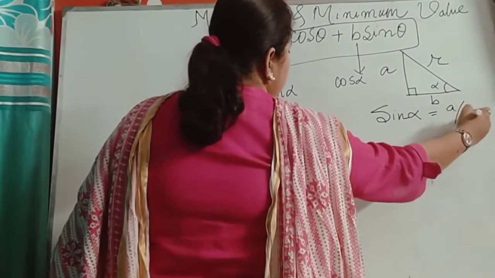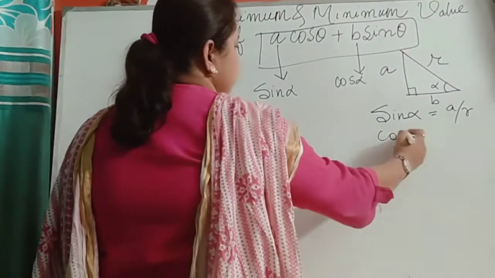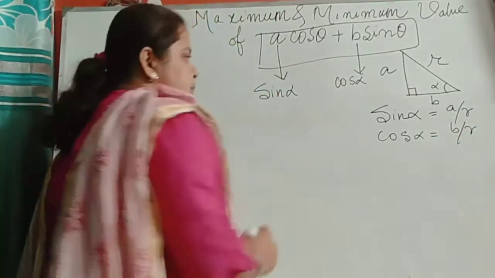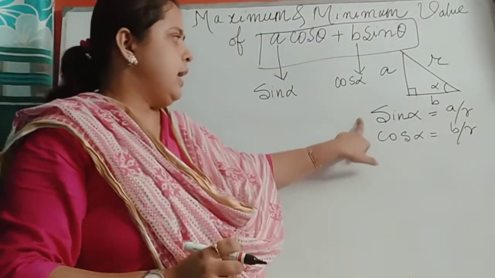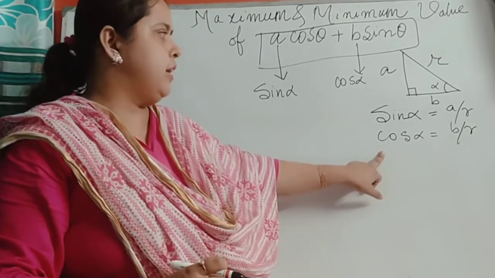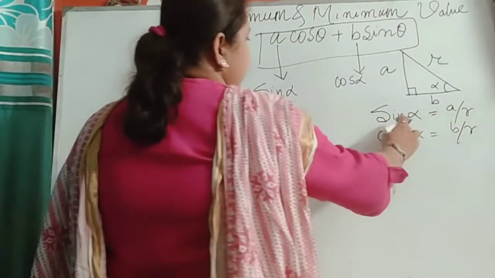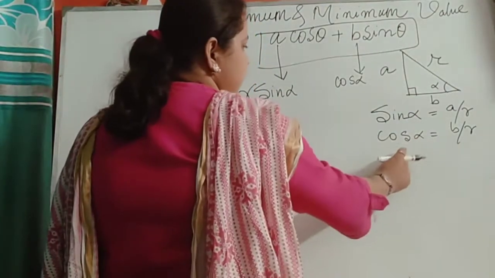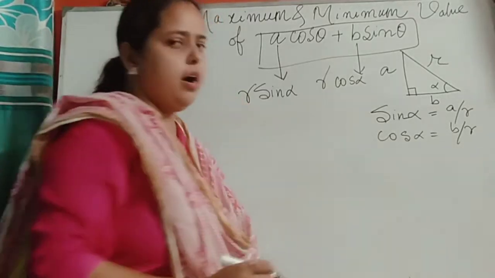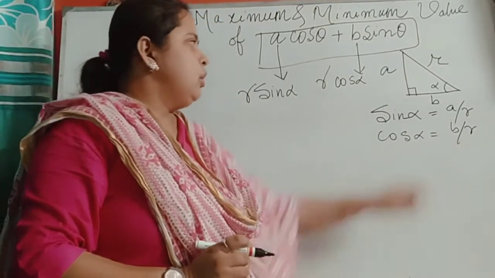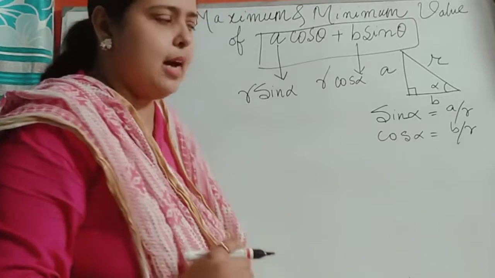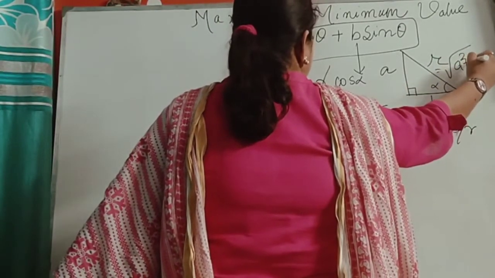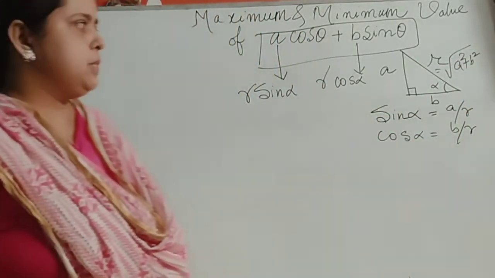Okay, so we all know perpendicular by hypotenuse and the base by hypotenuse. So see children, sine alpha and cos alpha is now defined in front of you. So I'm going to write down this A as r sine alpha and B as r cos alpha. Understood? So this is what? Tell me. Yes, hypotenuse. What is the formula for hypotenuse? Root over of a square plus b square.